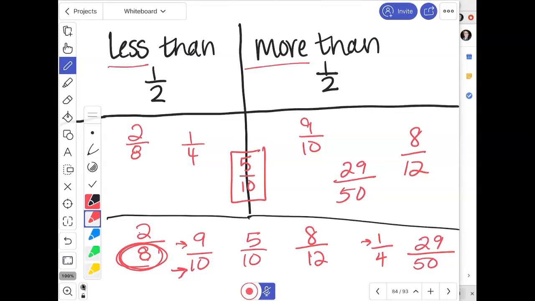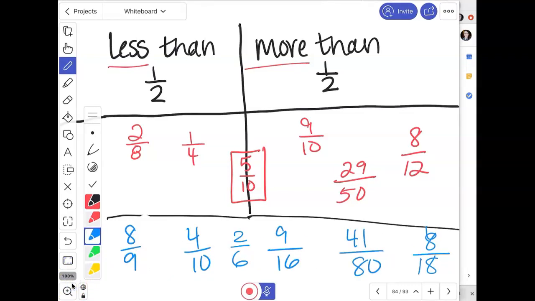I'm going to give you some fractions, and I want you to pause the video, compare and put them where they would go, and then unpause and check your answers. So here are yours, written in blue. You're going to compare 8/9, 4/10, 2/6, 9/16, 41/80, and 8/18. So remember, you're going to say, what is half of 10? And then compare that number to the top. So pause now, and then come back and check your work in a minute.